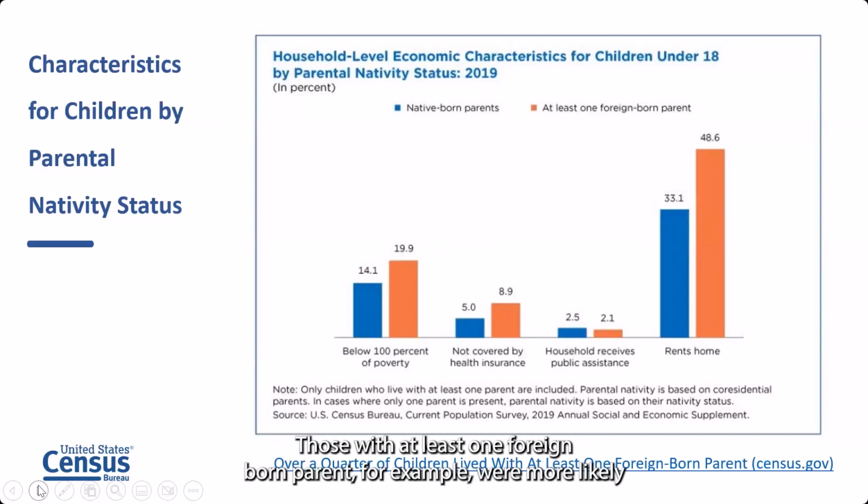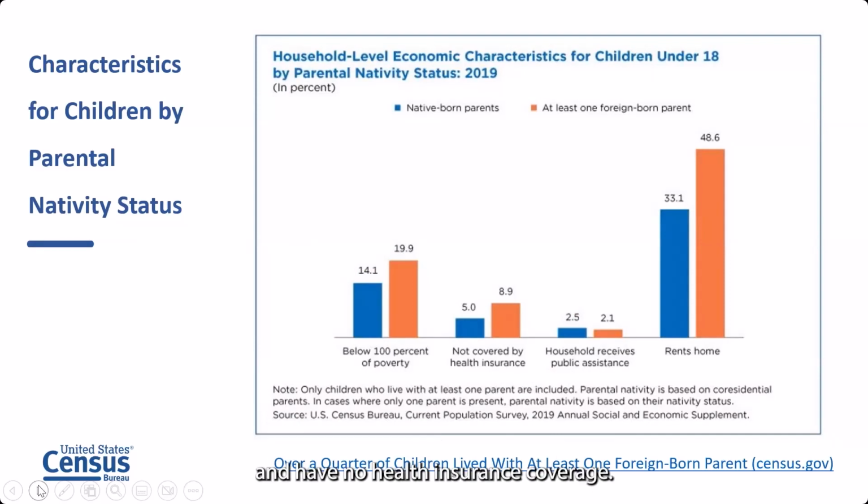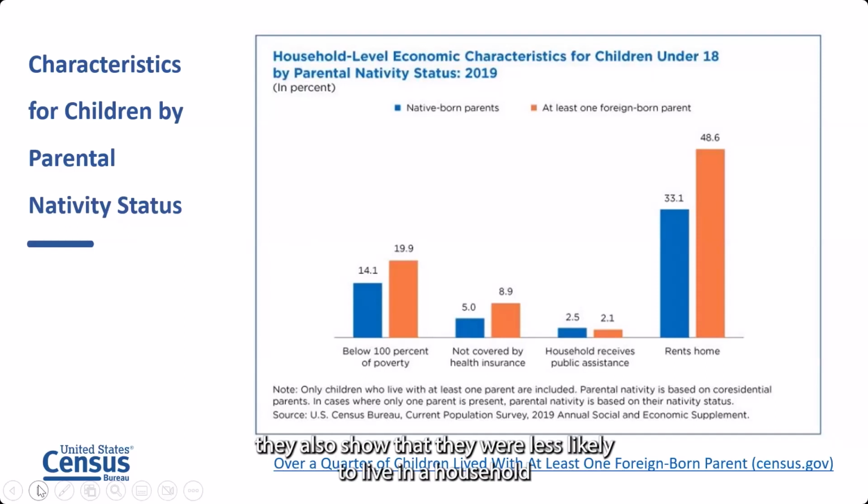Those with at least one foreign-born parent, for example, were more likely than children with native-born parents to live below the poverty line and have no health insurance coverage. They were also more likely to live in a rented home, at just under half, compared to a third of children with native-born parents. Although some household level characteristics show that children living with at least one foreign-born parent were less economically secure, they also show that they were less likely to live in a household that received public assistance.